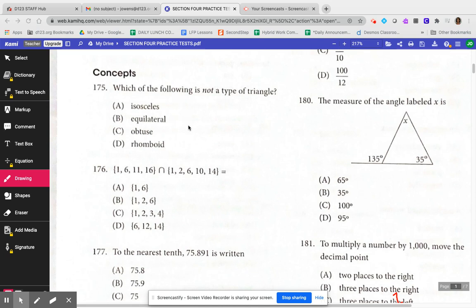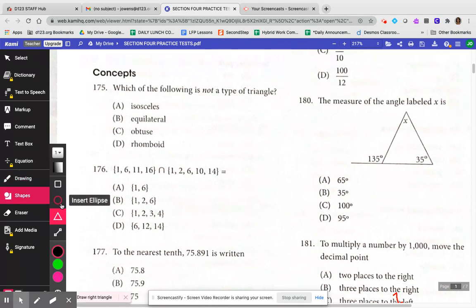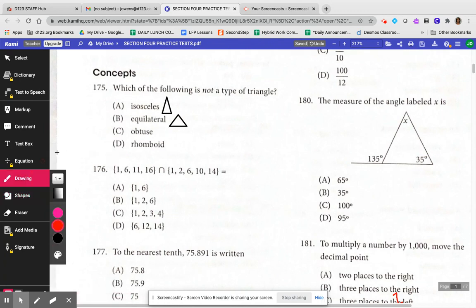I'm going to begin with number 175 under the math section. Which of the following is not a type of triangle? So to review our triangles, an isosceles triangle is a triangle with two equal sides, something like that. An equilateral triangle is a triangle with all three sides equal. An obtuse triangle is a triangle that has one obtuse angle, or one angle greater than 90 degrees.